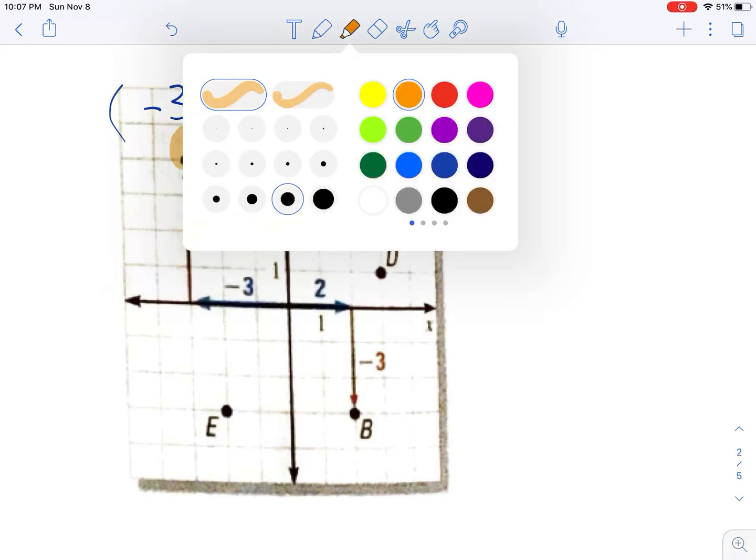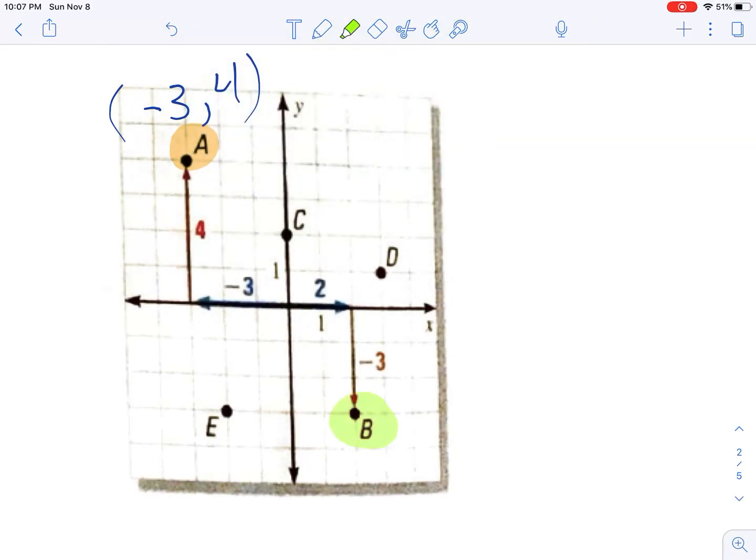Now, the next one I want to look at is point B. For me to get to point B, I go back to my origin where I start. I go over 2. Now I'm directly underneath or above B. I went over 2 and I went in the positive direction because I went right. But now I need to go down 1, 2, 3 spaces to get to B. So this ordered pair would be positive 2 because I moved to the right on the x-axis, but I went down 3 units on the y-axis.